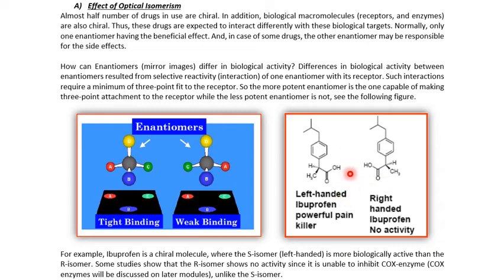Let's look at a real example here. This is the structure for ibuprofen, which is a powerful painkiller. This is the left-handed, the S isomer form of ibuprofen, which is more active than the R isomer, simply because the R isomer is not able to inhibit what's called the COX enzyme, and thus is not able to kill the pain. We're going to talk about COX enzymes and inhibitors later. So this is just an example of how optical isomers can impact the binding to the receptor and thus the pharmacodynamic property.